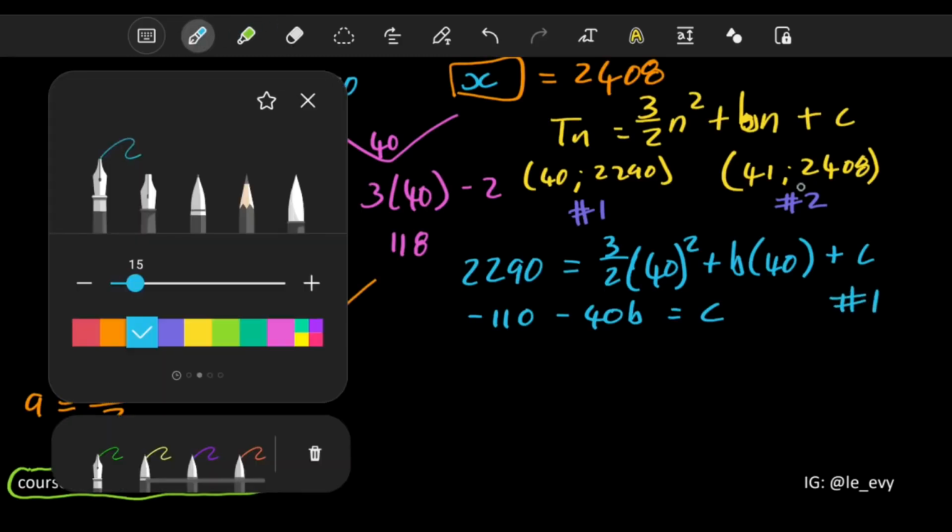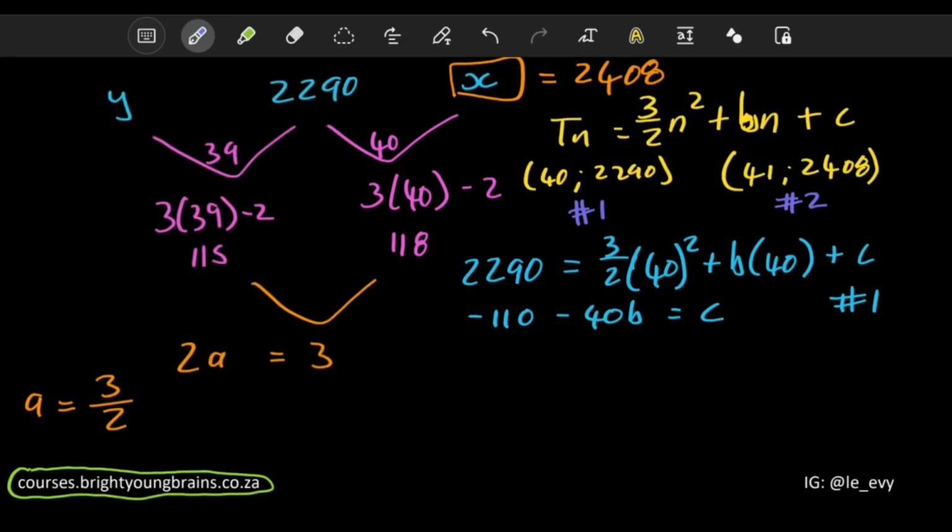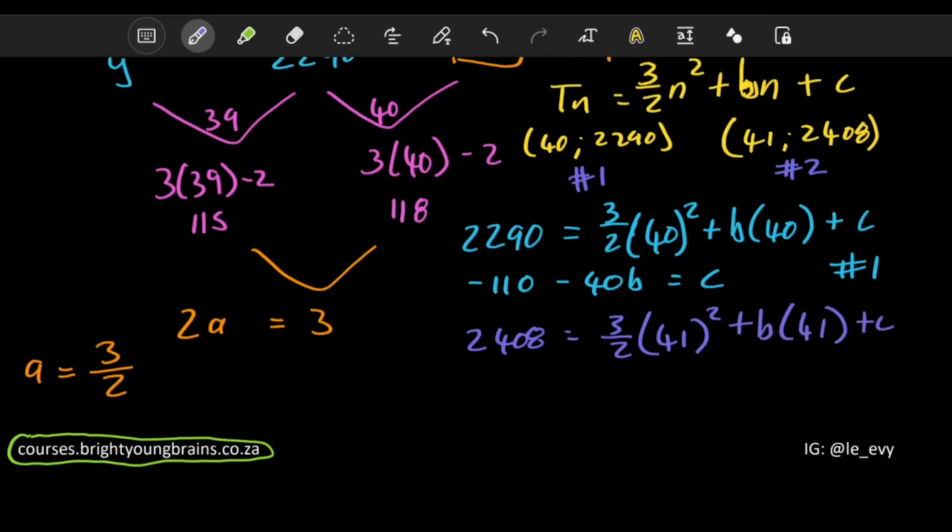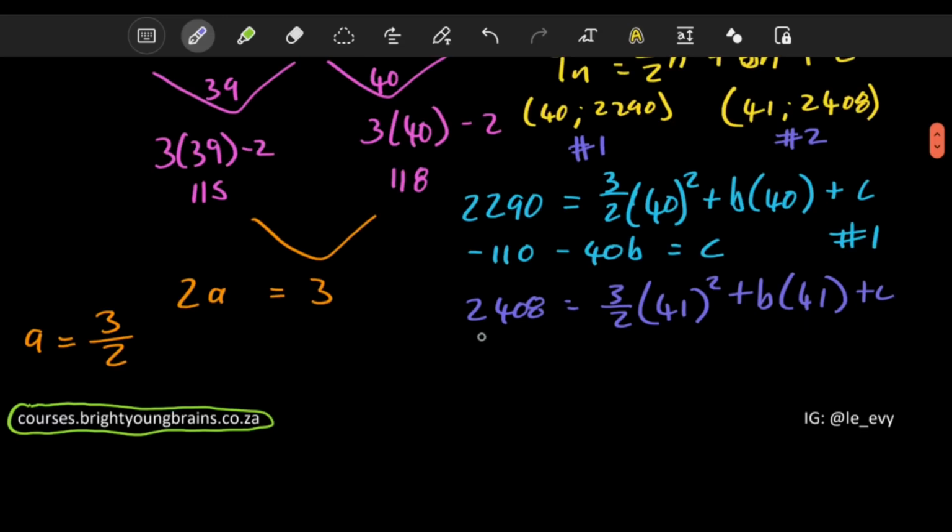So using the second piece of information there, let's use a different color for that one. We're going to put 2,408 on the left side. We know that this is equal to 3/2 times 41 squared. We have b here, 41b, plus the c. Now we said if you take everything to the left side, it's going to be this value in the calculator. Let's see what it gives us.